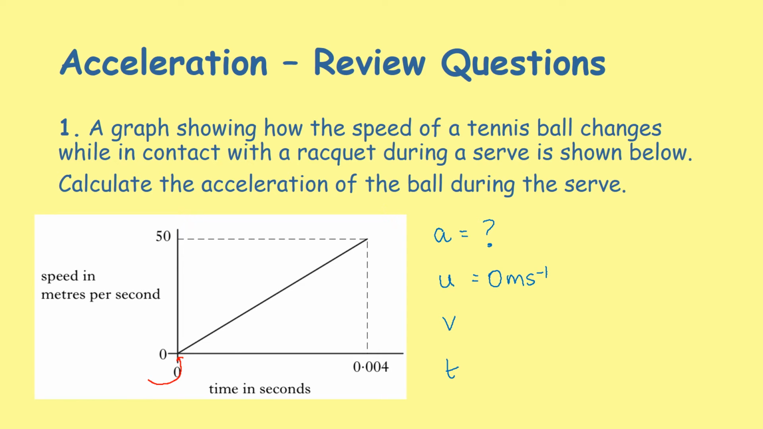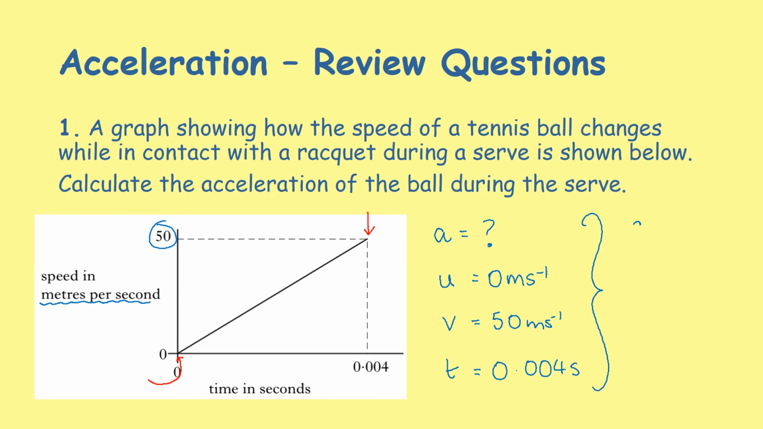Looking at the graph again, our final speed is going to be up here, and there are some convenient dotted lines for us to look at. Our final speed is 50, and again that's in meters per second because it tells us on the axes just here. Looking at our time, that's a difference between 0 and 0.004, so our time is 0.004 seconds.